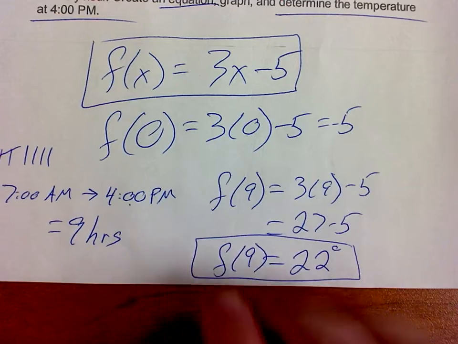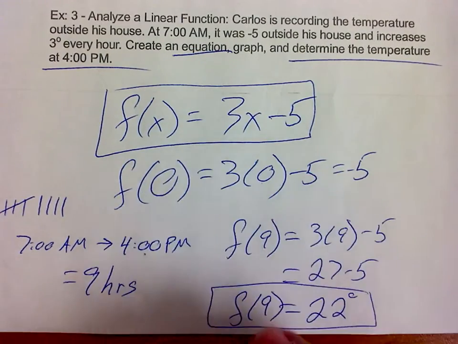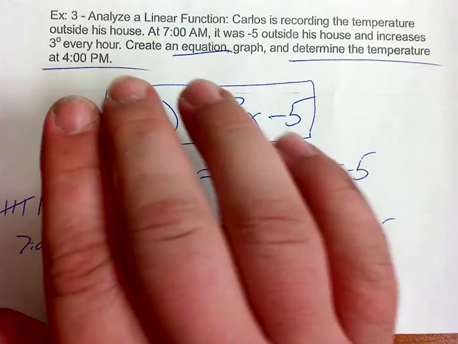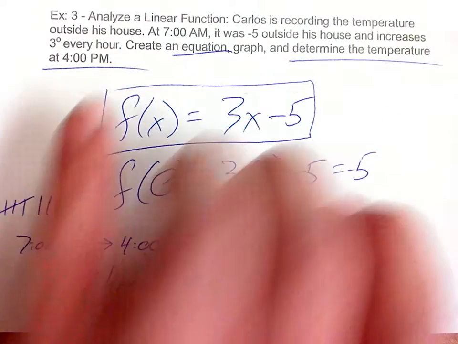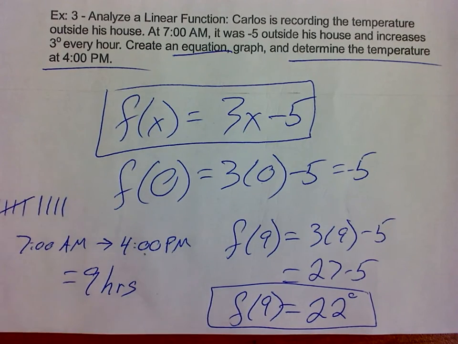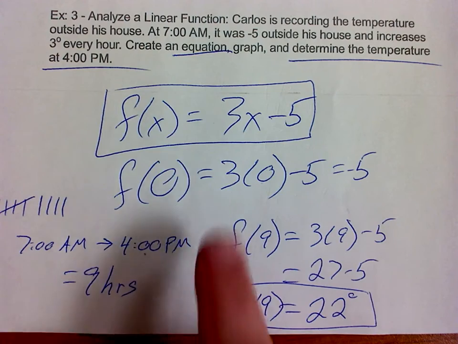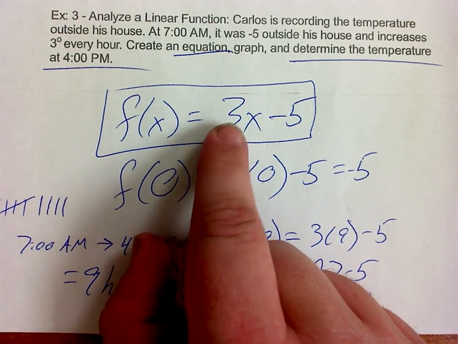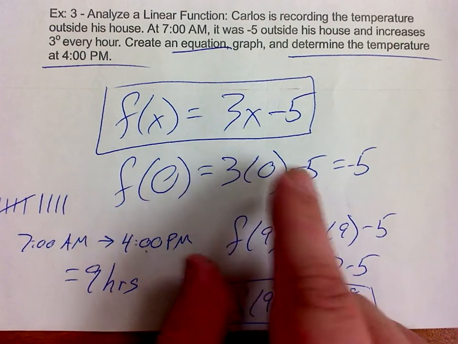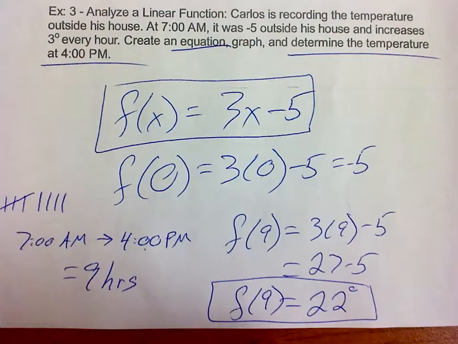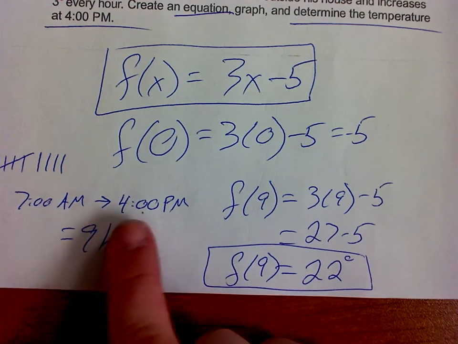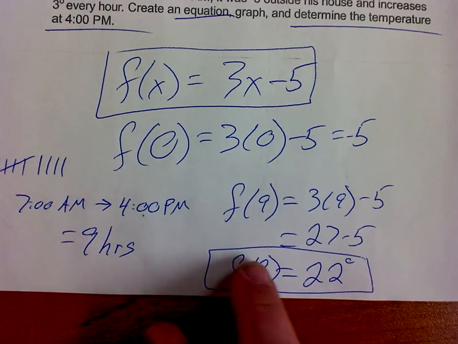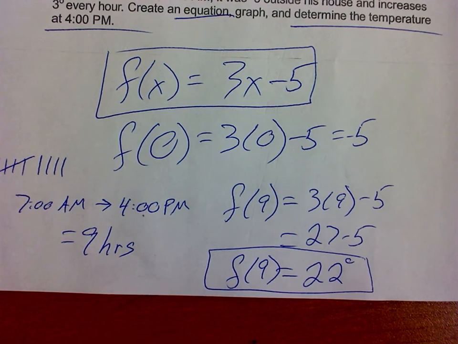So understand that this problem, even though it's a little unrealistic, is basically analyzing the time from 7 a.m. to 4 p.m. as something that can be represented as a linear function. Now, at 4 p.m., we might actually start seeing a decrease in temperature to be realistic. But for the problem that we're dealing with here, when we're trying to create the equation, we know that it increases 3 every time, so that's why we do the times 3. We know initially we had a temperature of -5, that's where we got the -5. And since 4 p.m. is 9 hours past the 7 a.m., that's why we plugged in the 9 to get to the 22.